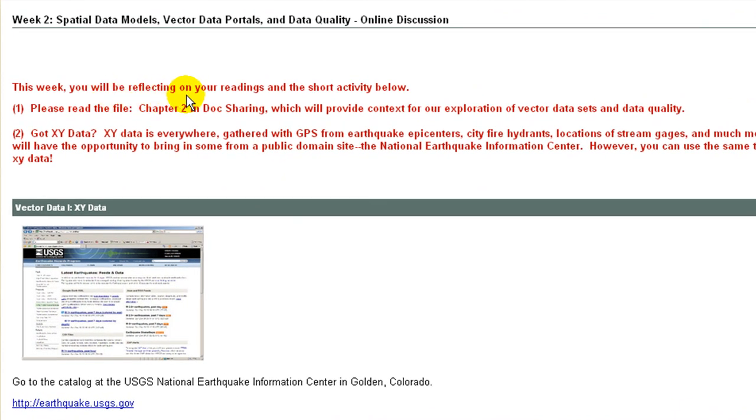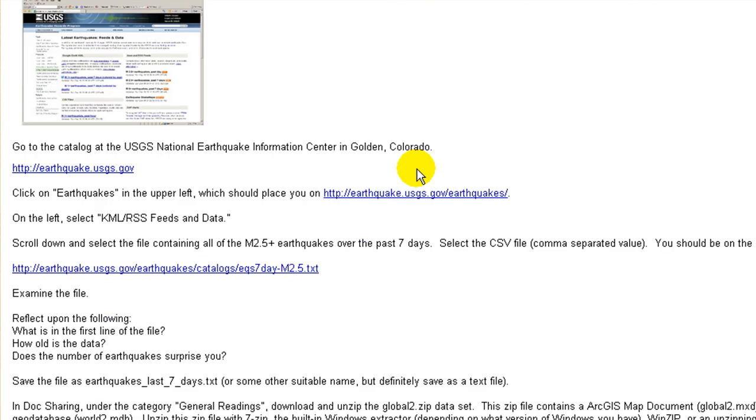This week, you will be reflecting on your readings and the short activity below. Please read the file Chapter 2, which will provide context for our exploration of vector data sets and data quality. That is from the GIS Guide to Public Domain Data book. Number 2, got XY data? XY data is everywhere, gathered with GPS from earthquake epicenters, city fire hydrants, locations of stream gauges, and much more. This week you will have the opportunity to bring in some XY data from a public domain data site, the National Earthquake Information Center. However, you can use the same technique for any XY data.